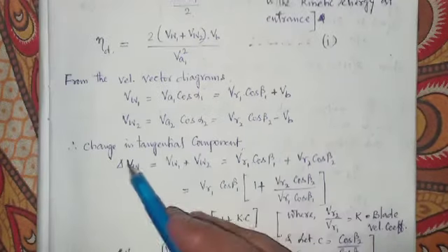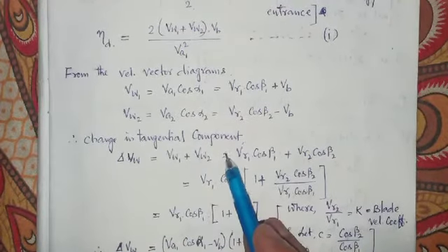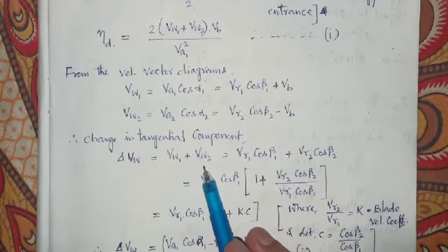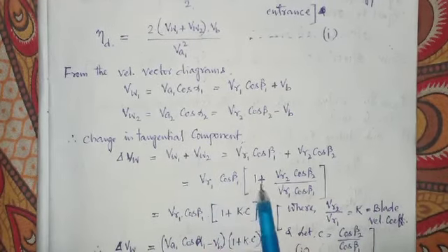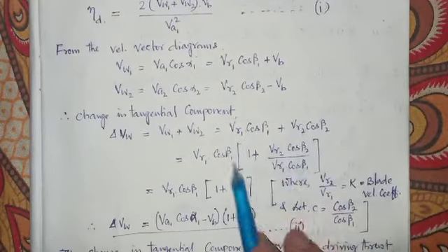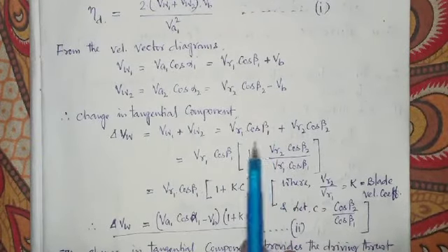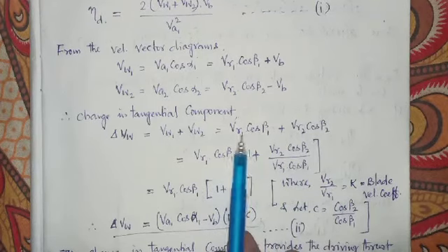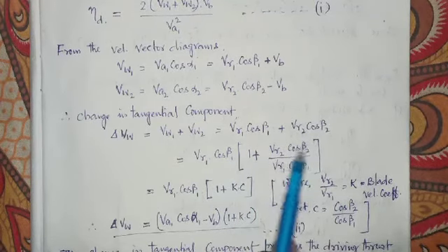Okay, now the change in tangential component. The change in tangential component means the summation of VW1 plus VW2, and this will be expressed in this way: VR1 cos beta 1 plus VR2 cos beta 2, similar to this one. Taking VR1 cos beta 1 as common, we get this expression.